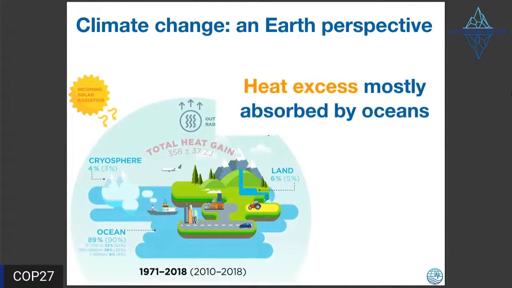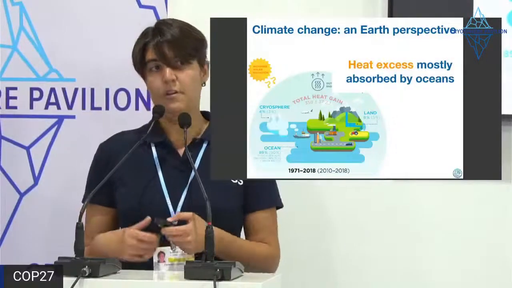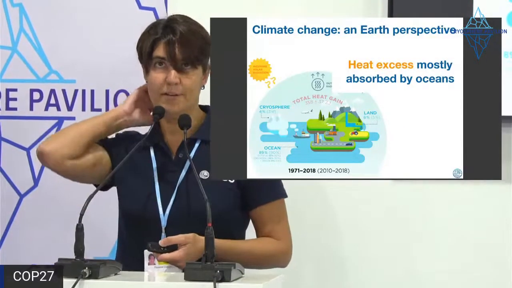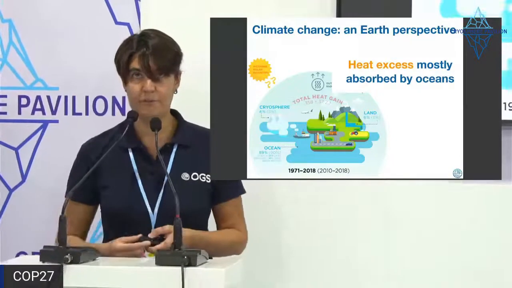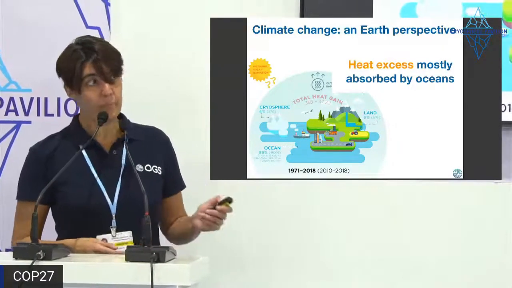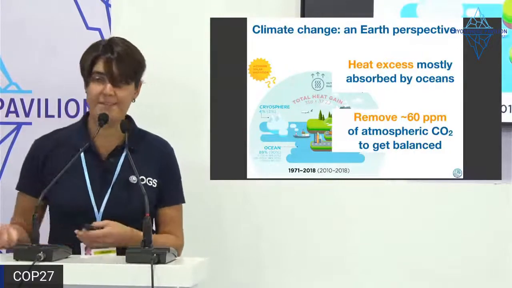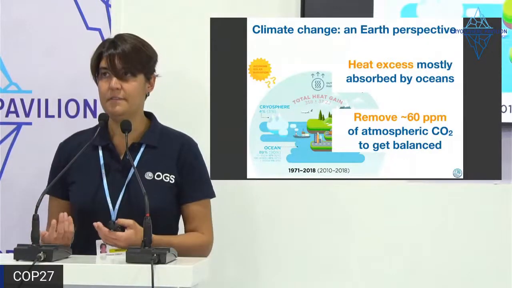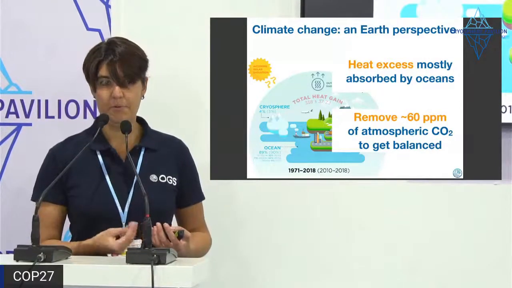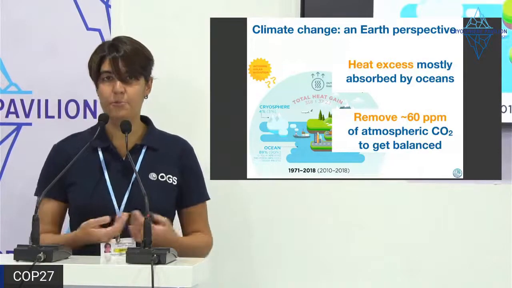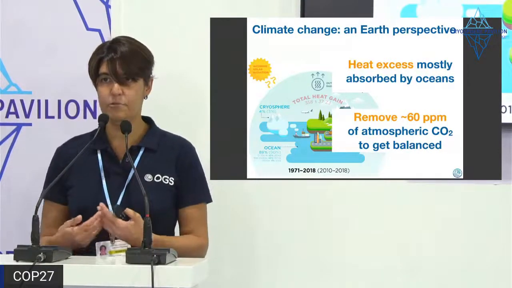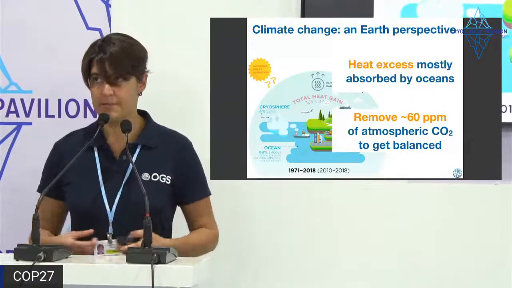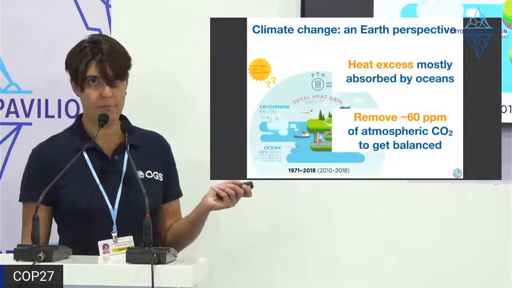Most of the heat excess is absorbed by the ocean, 90% of it. So without the ocean right now, we wouldn't be able to live in decent conditions outside. What is really important is that if we want to have the system balanced again, we have to remove 60 ppm of CO2 from the atmosphere. This is how we want to meet the Paris Agreement, okay? 1.5 and below means going back to pre-industrial concentrations of CO2 in the atmosphere. So it means removing about 60 ppm of CO2 from our atmosphere.